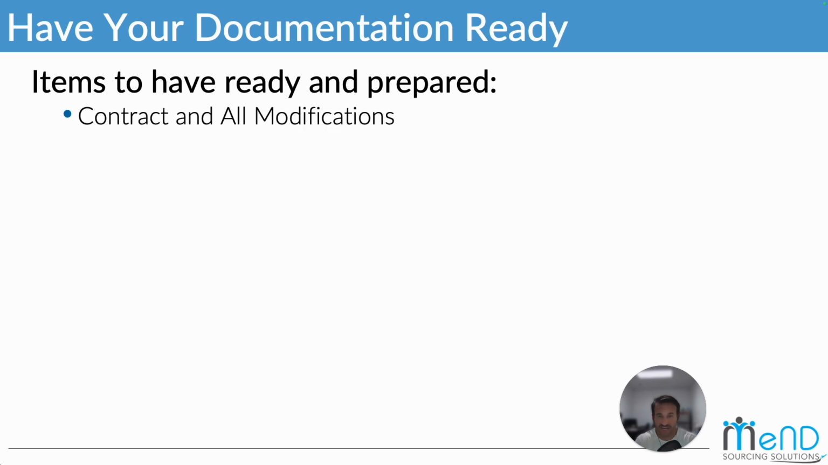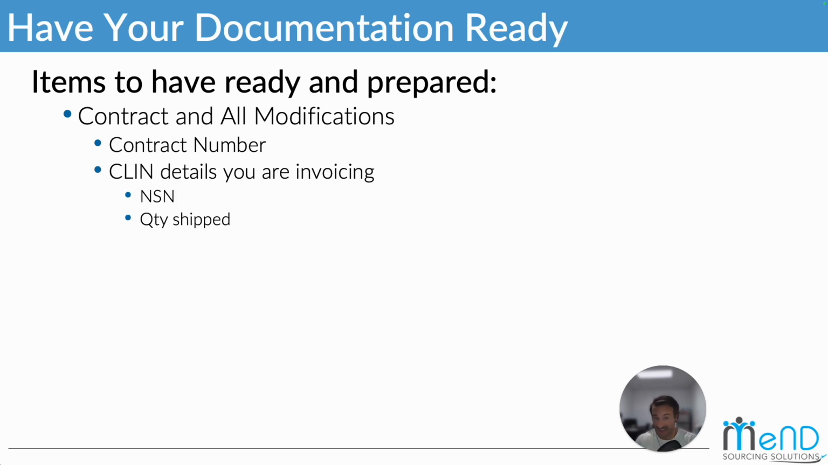Items that you should have prepared, first and foremost, you should have the contract and all modifications. You have the contract number. You have the clean details of what you're going to ship or invoice to the government: the NSN, the quantity that you ship, and shipment details, like where is the location that it's going to, and what is the unit price per unit that you're shipping out to the government. Also, what is your shipment number? Is it the first shipment, second shipment, the third? Is it the final? You need to know that information prior to going into the PIEE system.